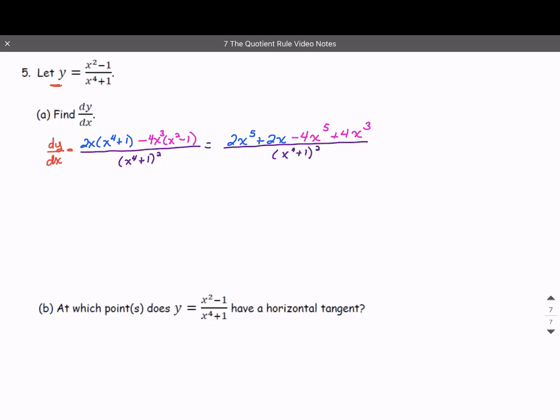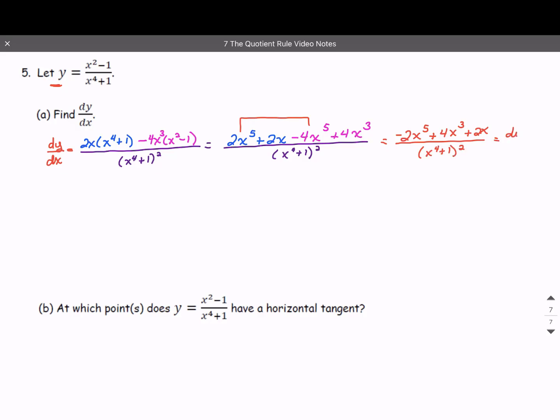Now, if we combine like terms, let's see here. We have 2x to the 5th minus 4x to the 5th. That's a negative 2x to the 5th. We only have the 4x cubed, and we only have 2x. And it's all going to be over x to the 4th plus 1 quantity squared.